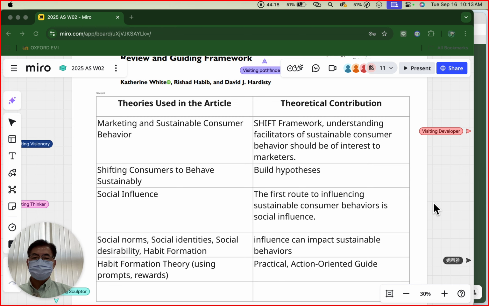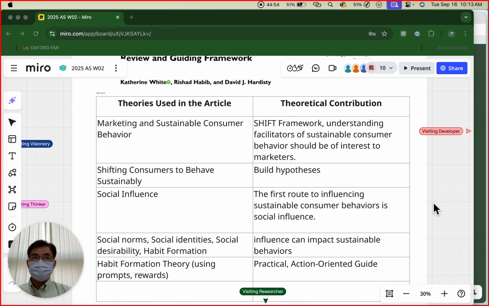So they didn't collect data from the field. The data comes from the previous studies that they are reviewing. So they build the hypothesis from the previous studies, and they also answer the hypothesis based on the theory they found in the previous studies as well. So as my friends mentioned before, the theory itself includes social influence, social norms, social identity, social desirability, and habit formation.